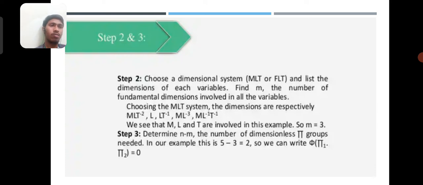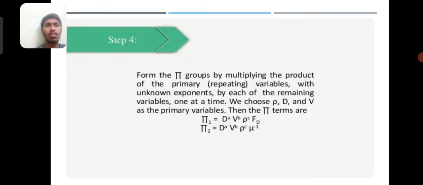So we can write phi of pi 1 comma pi 2 equals 0. And step 4 is as follows. Form the pi groups by multiplying the product of the primary repeating variables with unknown exponents by each of the remaining variables one at a time. We choose rho, d and v as the primary variables.